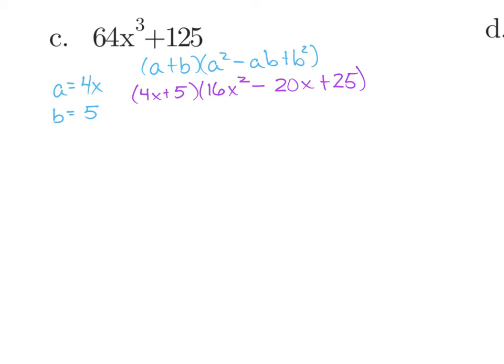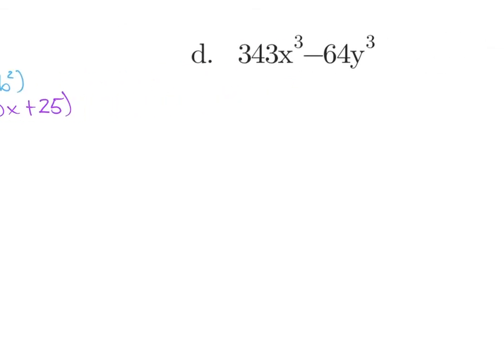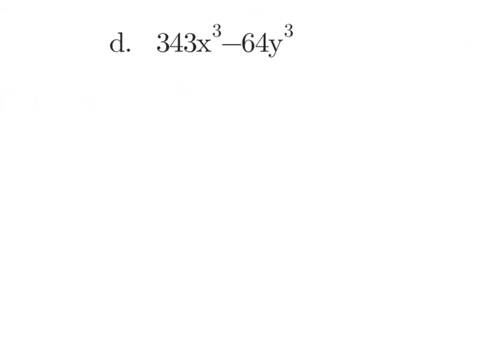The last problem that I want to look at is example D. For example D, we have 343x cubed minus 64y cubed. For this, let's again start with our formula. This is a difference of cubes, so we have a minus b times a squared plus ab plus b squared. Let's go ahead and figure out what a and b are.